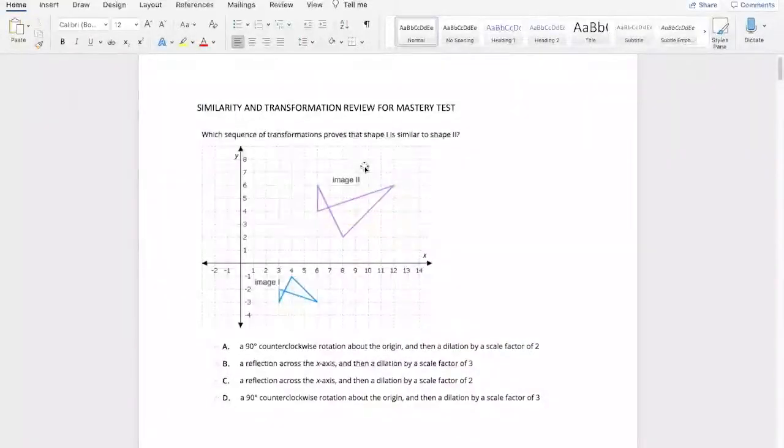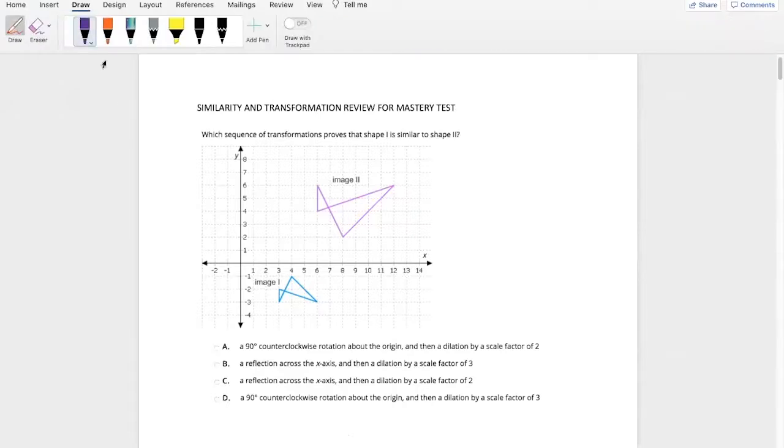Okay, so this is the review for our Similarity and Transformations review. It's the review for the mastery test, so remember to refer back to this.